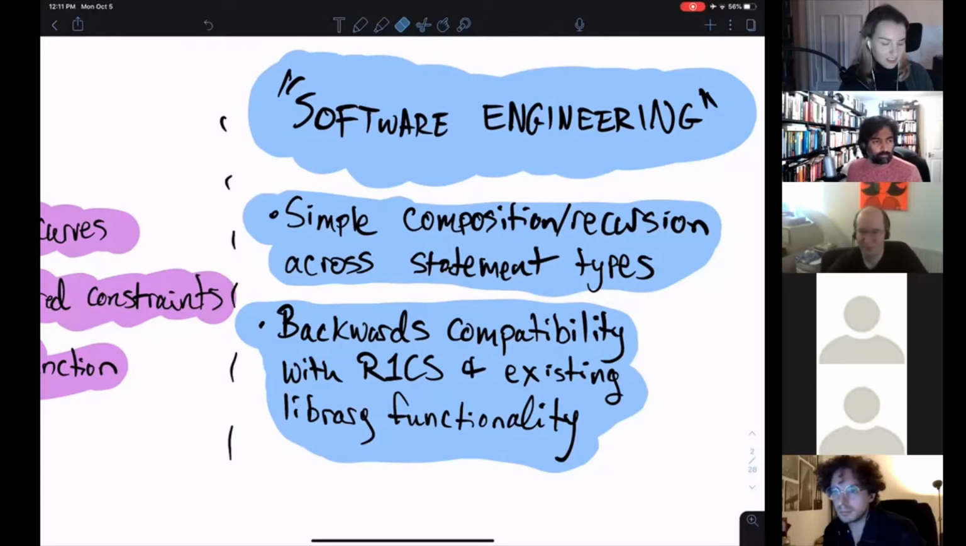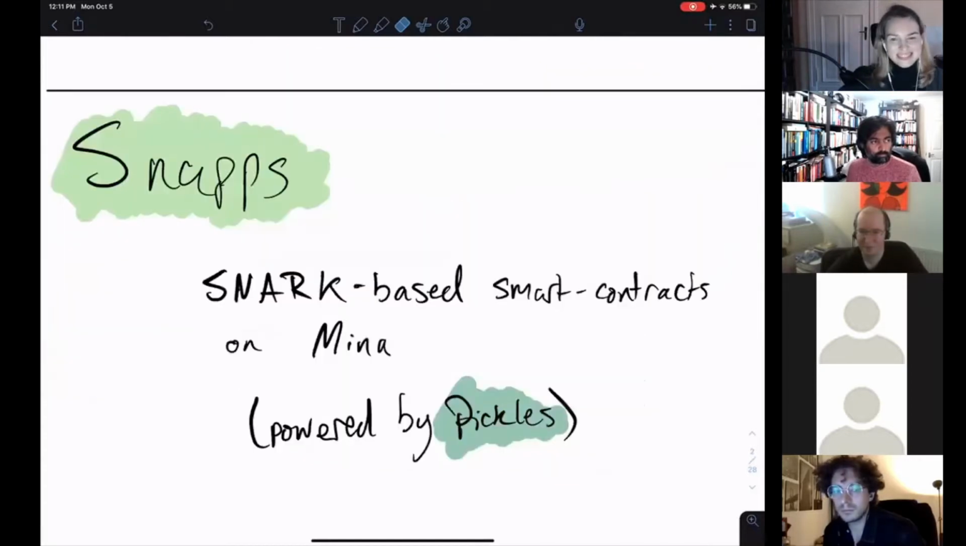I might also talk a little bit at the end, if there's time, about snaps, which are essentially snark-based smart contracts on Mina, and that's what we're using Pickles for also.